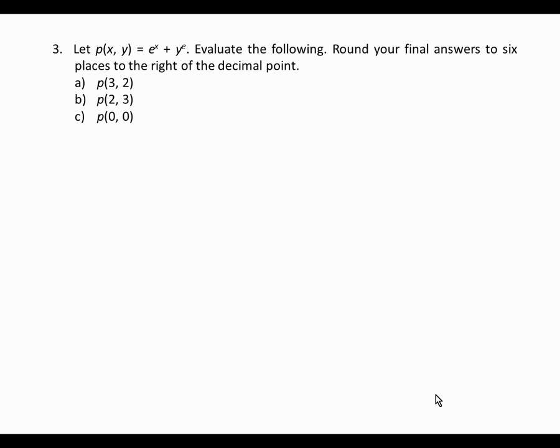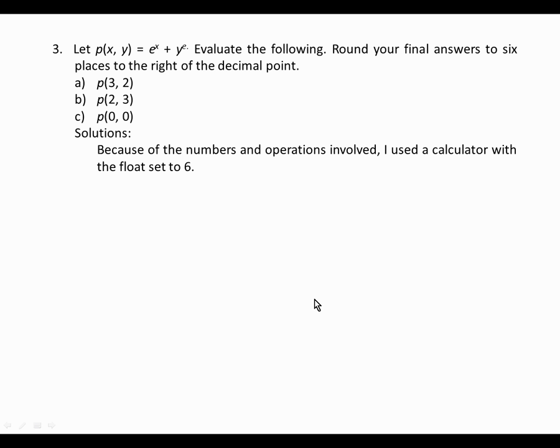So for part A, p of 3, 2. So again, I've set my calculator up. I set my float to 6. Again, I don't want to have to think about rounding. Okay? I don't want to hurt myself. So p of 3, 2 is e cubed plus 2 to the e. Now, if you're looking for the exact value, that's it. So I get out the calculator.